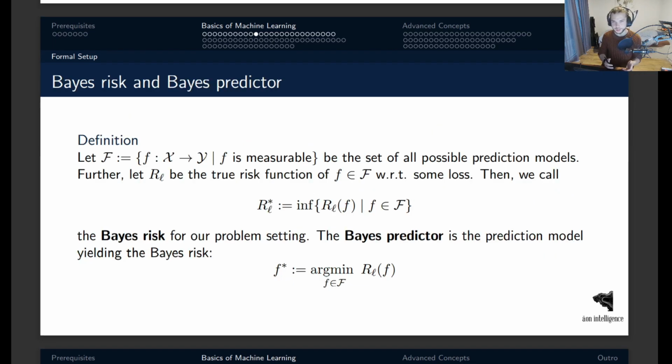So as you can probably imagine, finding a prediction model that minimizes the true risk is a really difficult problem. So let's be really strategic with how we approach this. For this purpose, let's introduce some additional definitions. Let calligraphic F be the set of all possible prediction models. This means that we collect all functions that map from the input to the output space. And we restrict the space by only considering those mappings F that are measurable. This is so that we can calculate probabilities later.